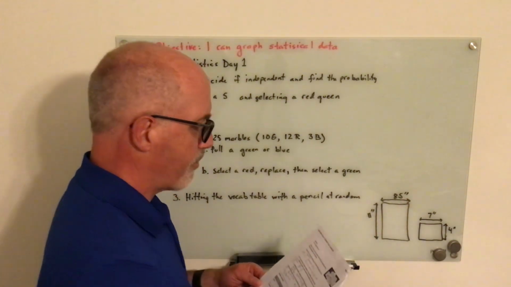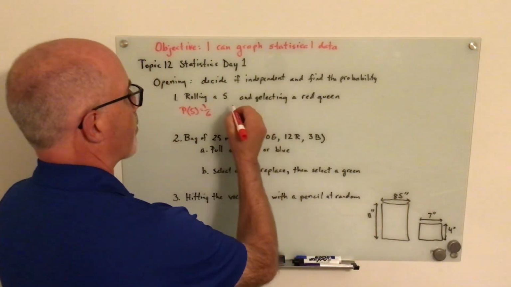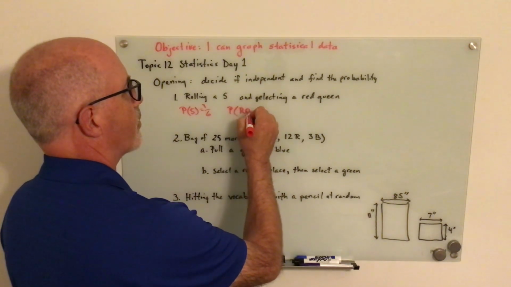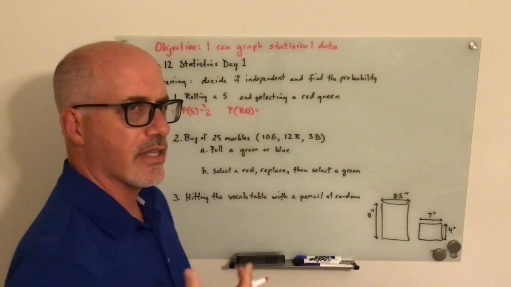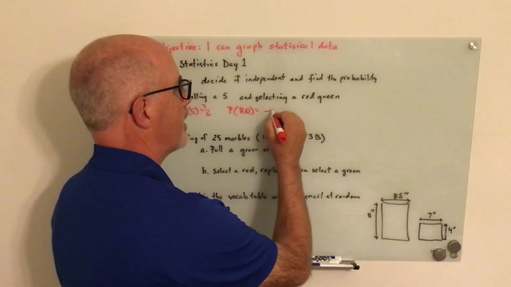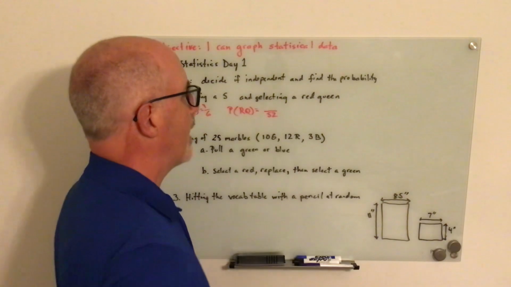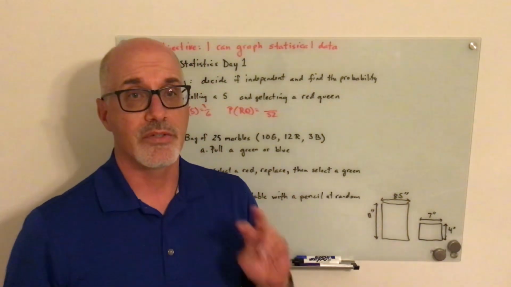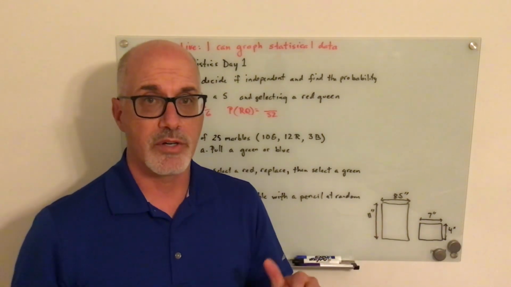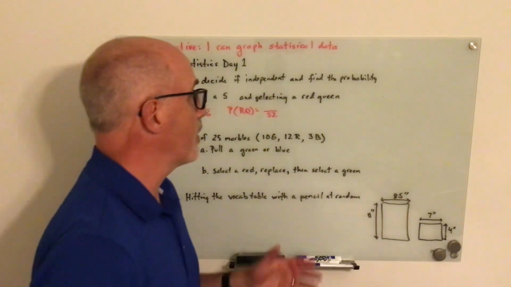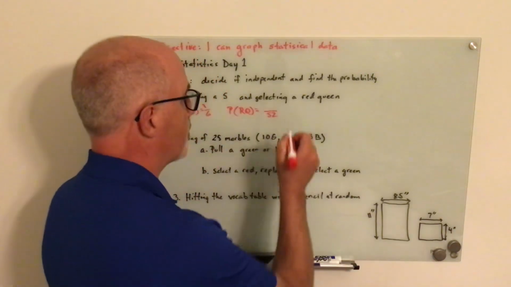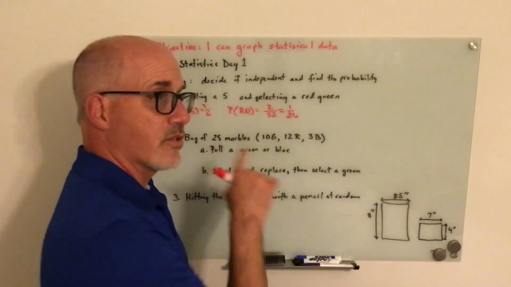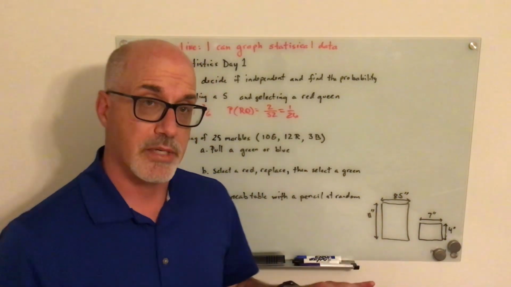Now for selecting a red queen, I'm going to put RQ for red queen. If you think of a deck of cards, there's 52 in the deck, and in the deck, there's 4 queens. 2 of them are black and 2 of them are red. The hearts and the diamonds are red cards. So if you take out those 2, you get 2 out of 52, and reducing that gives you 1 out of 26. So those are the probabilities separate from each other.